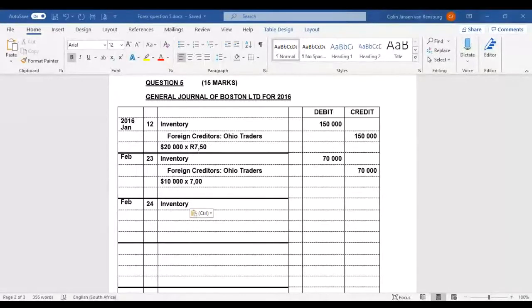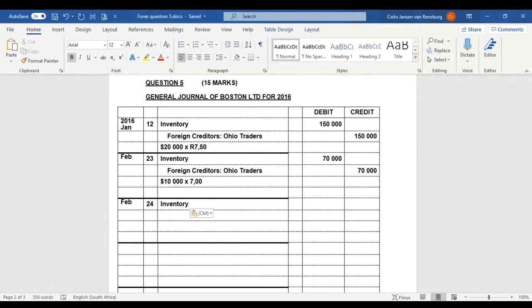So then we would have had a separate account, transport inwards. But that account would also have been closed off to your cost of sales at the end of the year, which effectively means that it would have formed part of the cost of the case. Okay, so there we go. Thank you. So the principle remains the same.